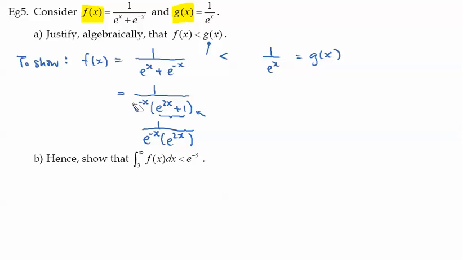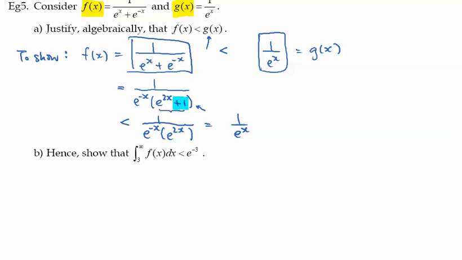If I'm to remove the +1 in the denominator, that means we are now having a smaller denominator, and with a smaller denominator, the entire expressions will eventually be bigger. So that means I'm now having 1 over e to the x here, which proves that function f here is less than function g.